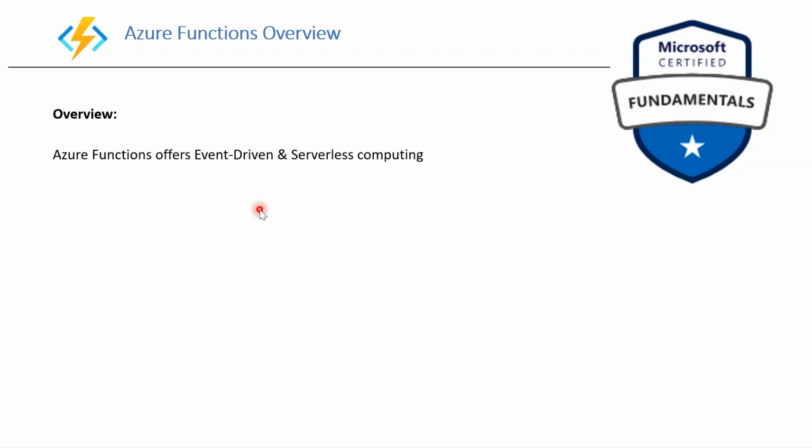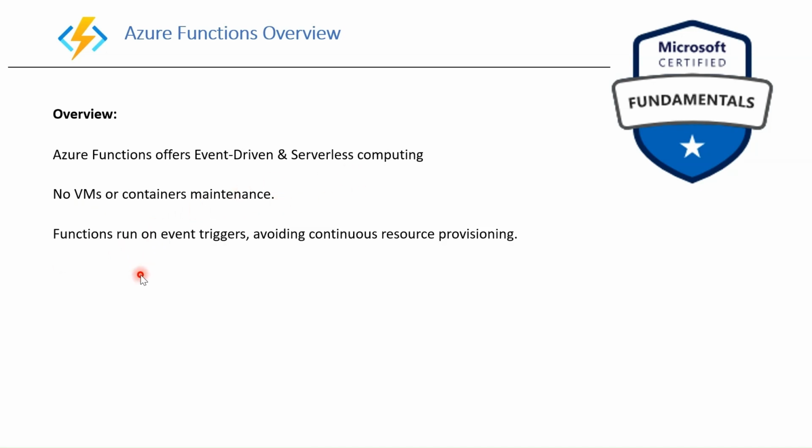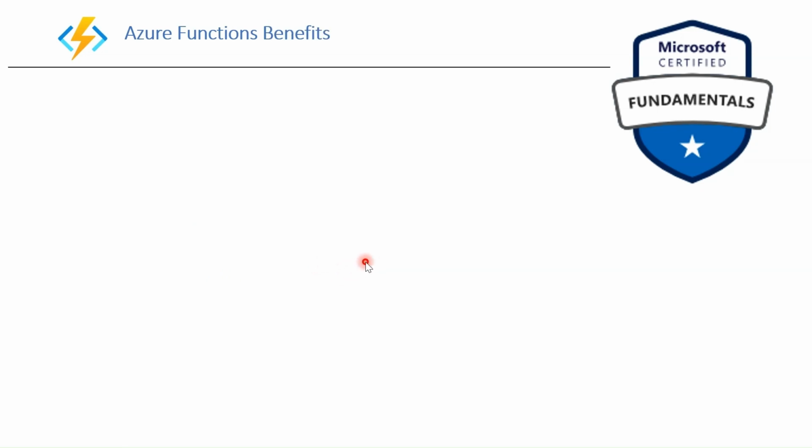And it's a serverless computing platform. So by serverless, what I mean is you don't need to create any VM or container for that. Azure would do it behind the scenes, so that's why it's called serverless. Functions run on event triggers, avoiding continuous resource provisioning. So as soon as an event has happened, like the one that I just mentioned, it runs. It runs on event triggers, so it avoids any continuous resource provisioning, right?